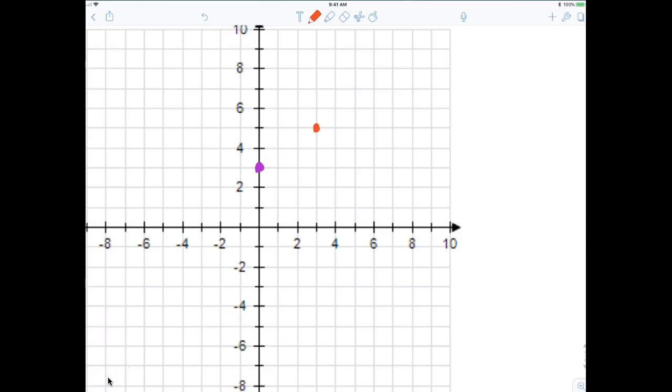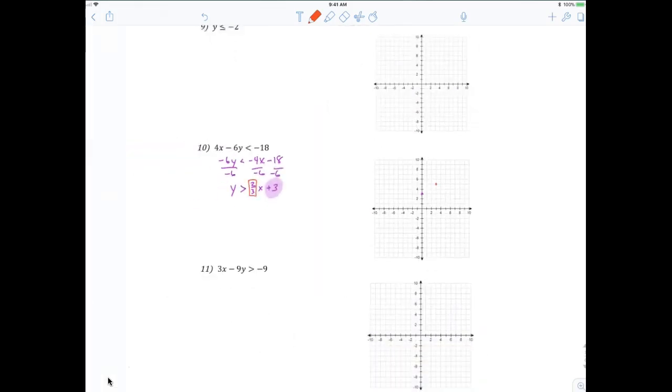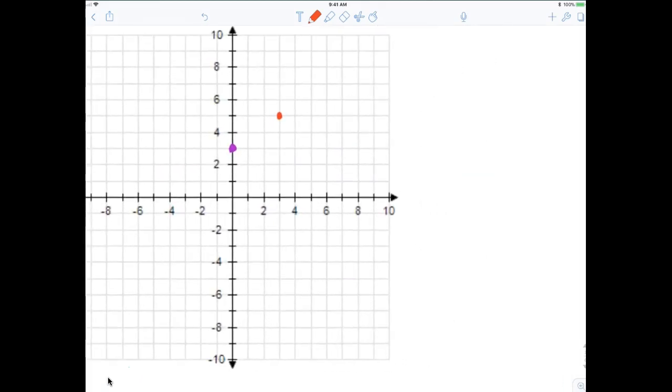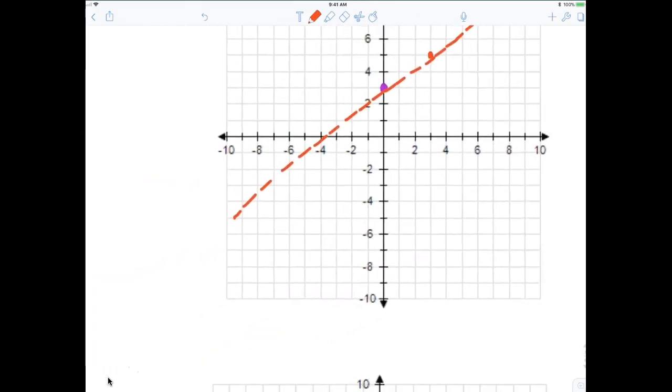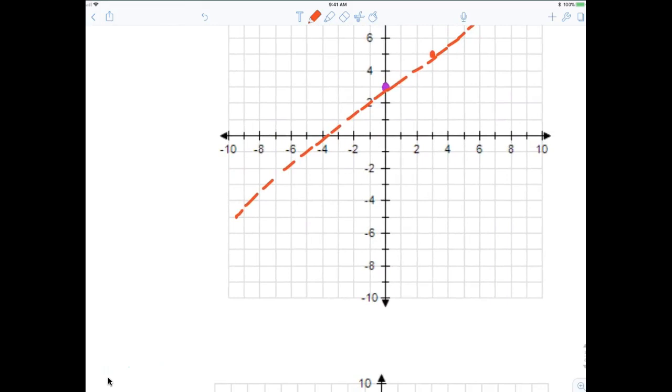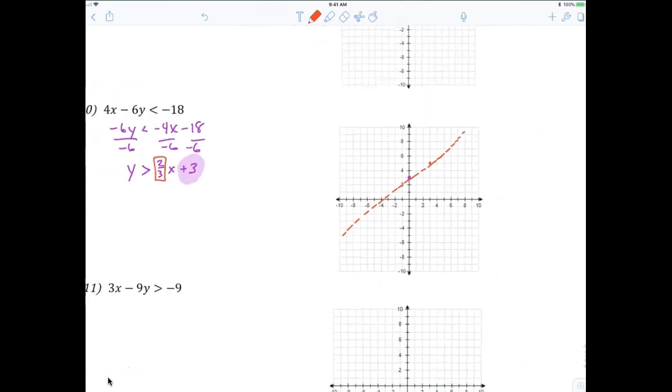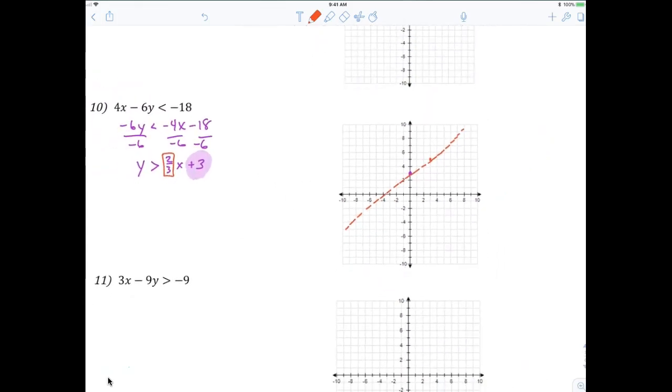Now we have to figure out if it's solid or dotted. What is it? Help him, guys. Because there's no what? There's no equal to. And now, how am I shading? Above or below?